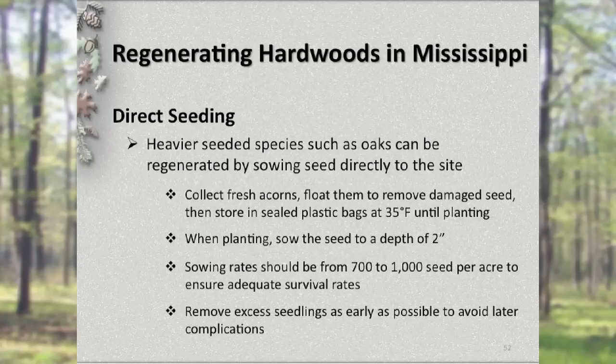You collect your fresh acorns, we clean off the damaged acorns by floating them, and seal those acorns in plastic bags at 35 degrees until we're ready for planting. When we plant or sow the seed, we want to get them to a depth of about 2 inches, and we're trying to sow at high rates, anywhere between 700 to 1,000 seed per acre, so that we can ensure adequate survival rates.